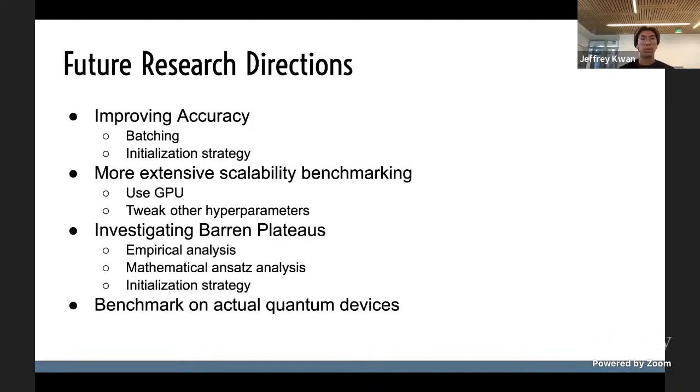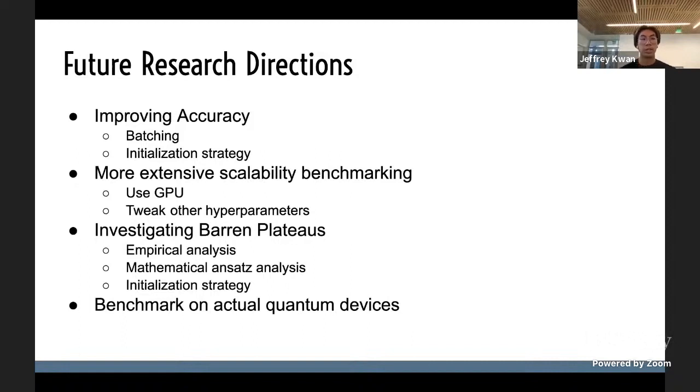I also want to do a more extensive benchmarking of the scalability by tweaking some other hyperparameters and seeing if that actually changes anything, and also using GPUs and other quantum computers and whatever, just to see if the noise or any other factors I haven't considered affect my analysis.